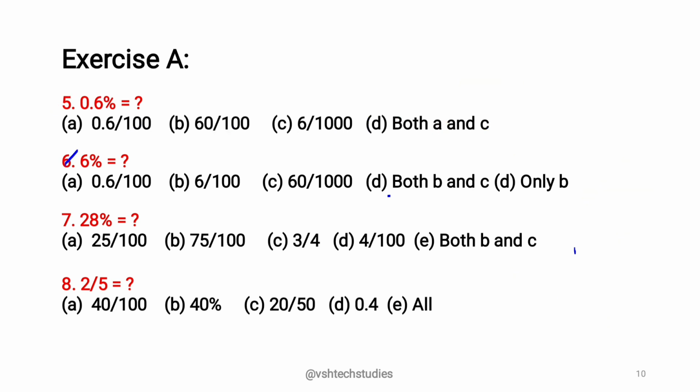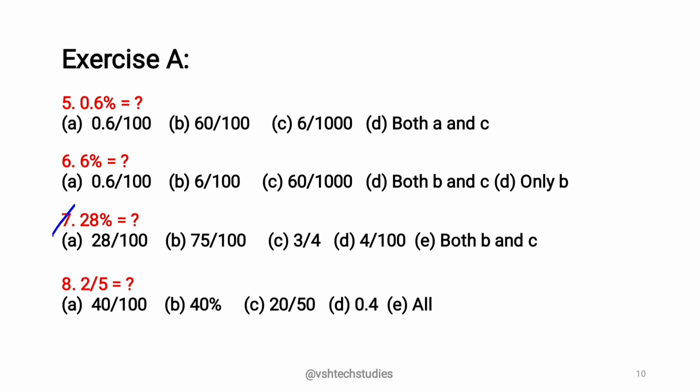Next, problem number 6. 6% means 6 upon 100, which is correct. If you add 0 to both numerator and denominator, 60 upon 1000 is also correct. 0.6 upon 100 is not correct because it is 0.6 percent. So both B and C are correct, only A is not correct. Hence we have to choose option D.